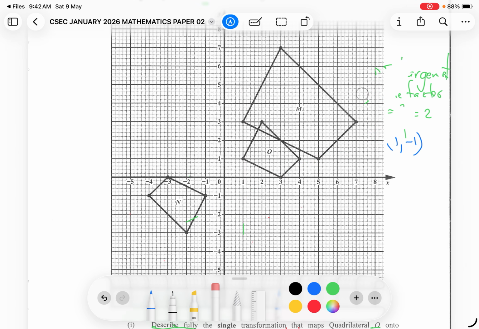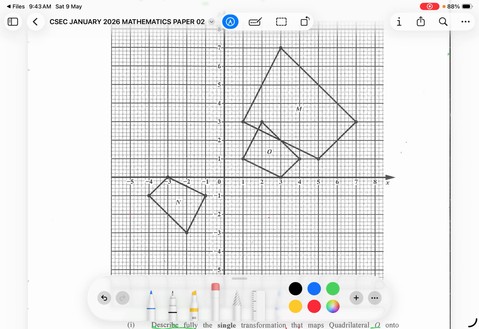The next one here is just fully describing how I get from O to N. How do I get from O to N? Since it's on the same Cartesian plane, I remove that so that there is no confusion here. O to N. We can clearly eliminate that it's not an enlargement. What else do we eliminate? We also eliminate if it's a translation. Why do I eliminate those first? Because those are the easiest to spot.